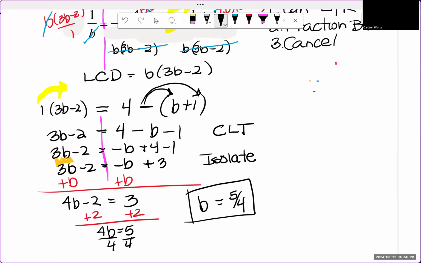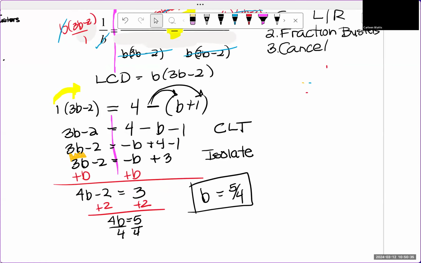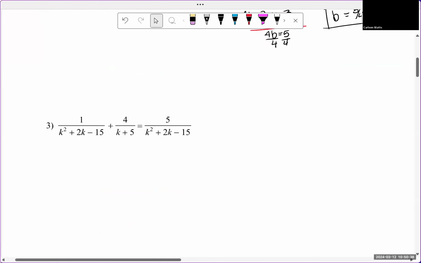Okay, are we getting better? We still hate them? Yeah, they're long. Okay, they're very long.